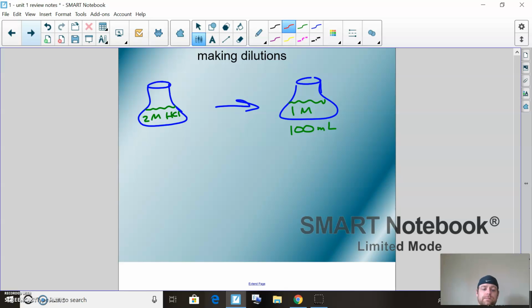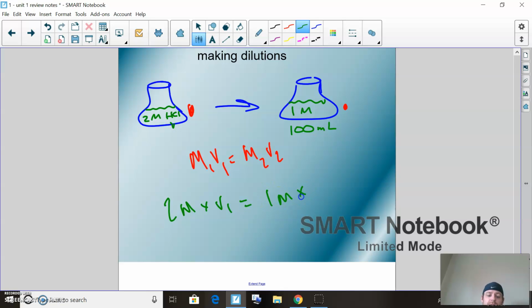So if I have a 2 molar solution, I want to make a 1 molar solution out of it. I want to dilute it to 1 molar. Here's kind of the process. So M1 V1 is equal to M2 V2, all right? Basically what we want to find out is how much of this do I need, and then how much water do I have to add to get to 1 molar. So if I had a 2 molar solution, how much of that V1 do I need to get to a 1 molar solution times 100?